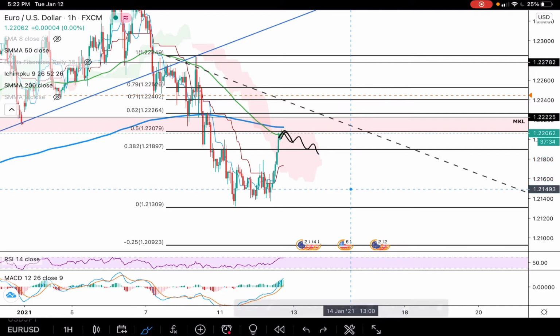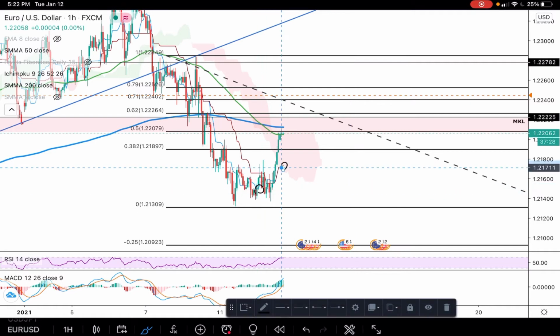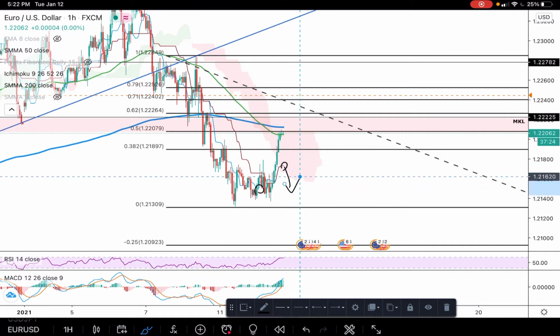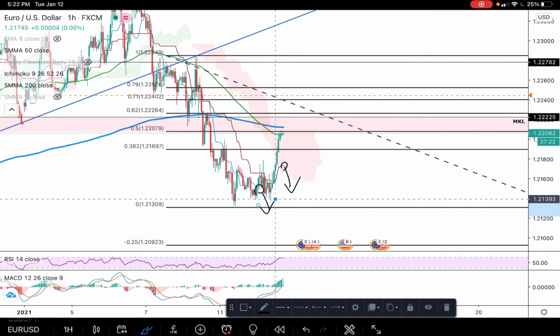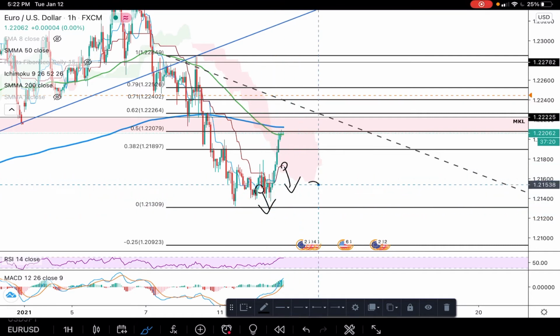Now, there's a lot of variables with that. You want to be looking at your Tenkan-sen and Kijun-sen, which are these blue lines, the blue line and red line. Preferably, you want these pointing down if you're taking a short, and you want this Senkou span to be pointing down, and you want this Senkou span to be flat like this. That's the ideal setup for Ichimoku Kinko Hyo.